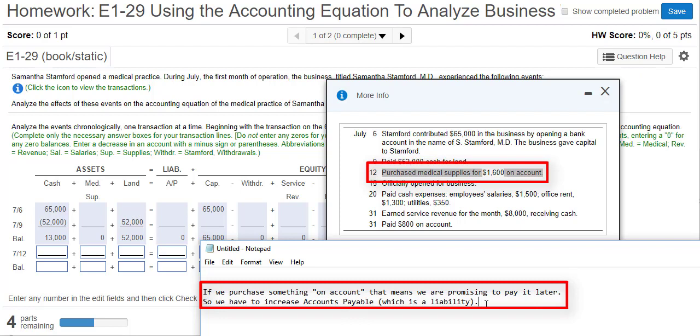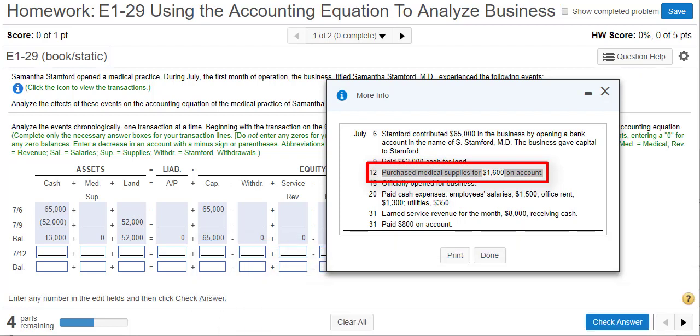Now, a real life example might be, let's say you build homes and you call Home Depot and say, I need some lumber at my site. Can you please come and deliver it? And instead of paying for it then, you say, just put it on my account. That means we are purchasing something on account. Therefore, we have to increase our accounts payable. So in this case, we purchase medical supplies on account, and we already said since we're buying it on account, accounts payable is affected.